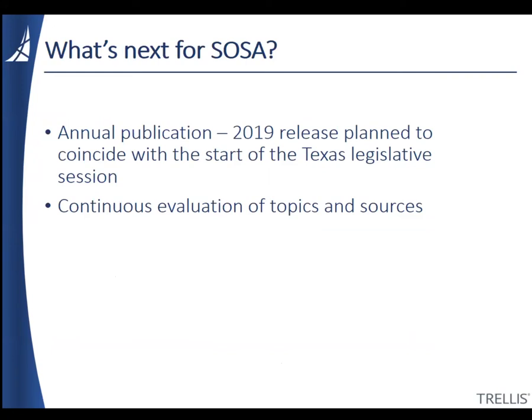Now, next for the SOSA, we are already starting work on the 2019 publication because we would like to get it out before the 86th Texas legislative session begins in January. And we continuously evaluate the topics and sources. We think about higher education topics all the time over here at Trellis. And so anytime we come across new or updated sources or new issues pop up as the hot things that people are talking about, we think about whether it would make sense to include it in the SOSA and add it to the list for the next time. So we're always thinking through these things, and hopefully SOSA is always a good, relevant reference document for people.